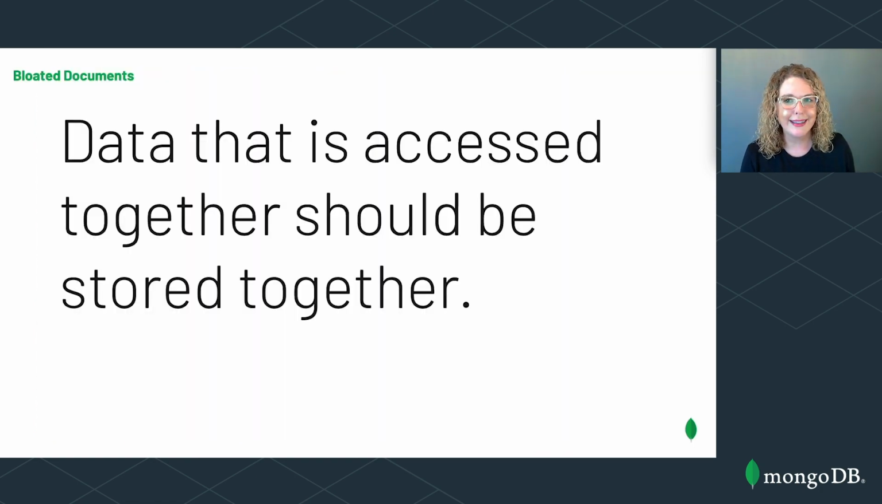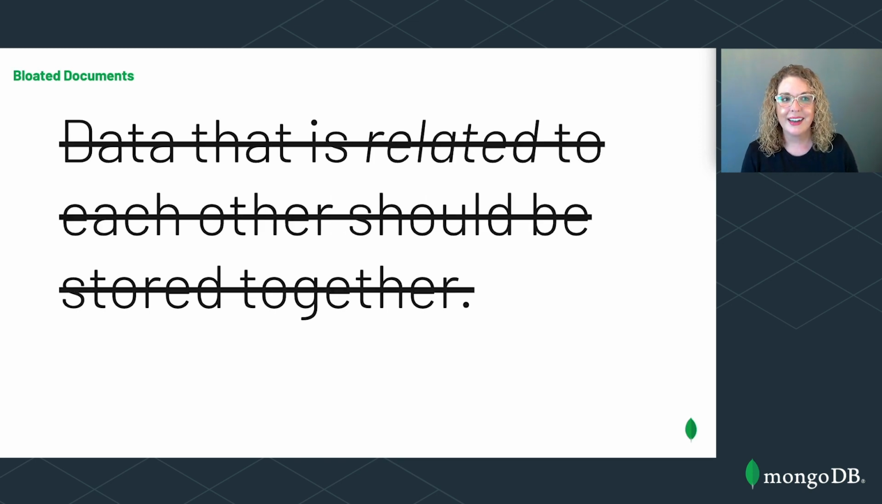You've already heard me say this at least once, but I'm going to repeat it now. Data that is accessed together should be stored together. Note that it doesn't say data that is related to each other should be stored together. Sometimes data that is related to each other isn't actually accessed together. You might have large bloated documents that contain information that is related, but not actually accessed together frequently. In that case, separate the information into smaller documents in separate collections and use references to connect these documents together.